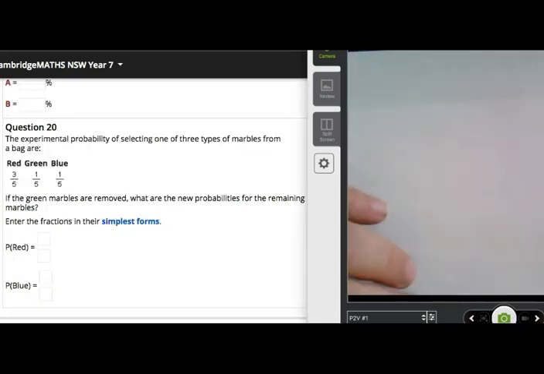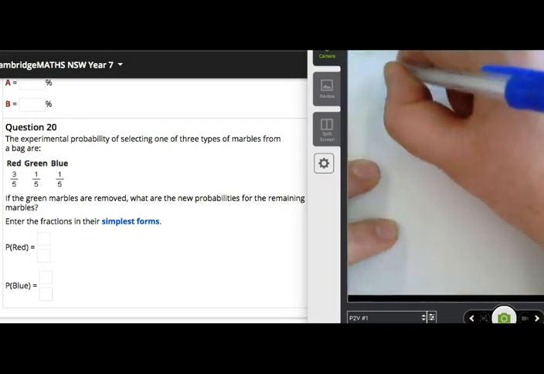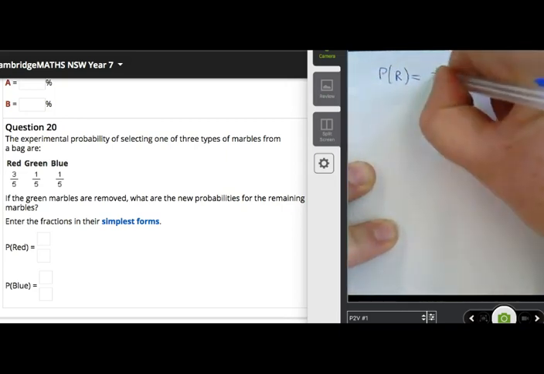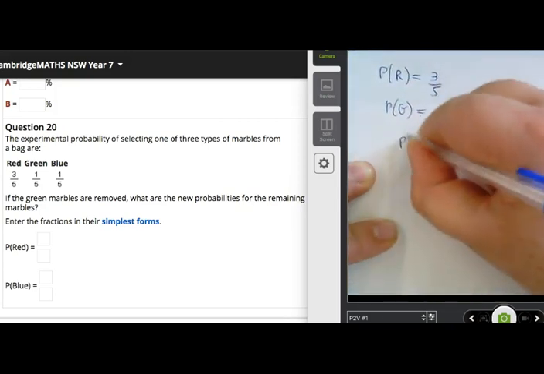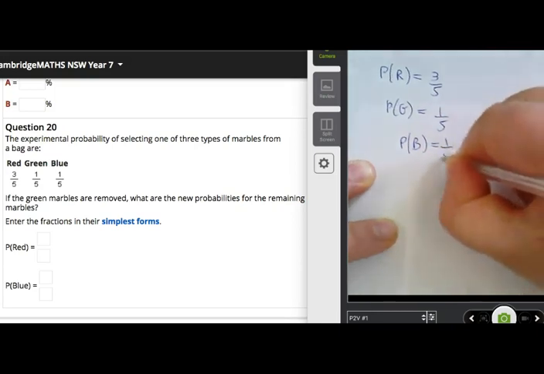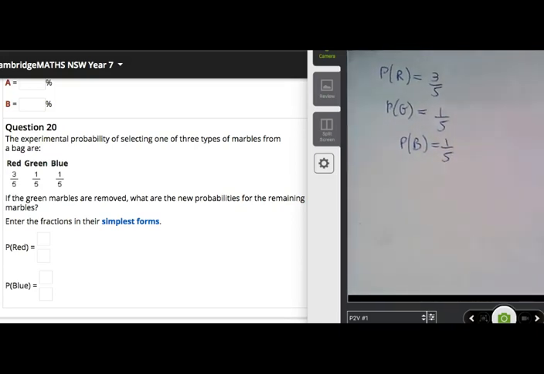Here we go. It says the experimental probability of selecting one of 3 types of marbles from a bag are as follows. The probability of red is 3/5. The probability of green is 1/5. And the probability of blue is 1/5. If the green marbles are removed. So it doesn't mean that there are exactly 3 red, one green, one blue, but these are the probabilities.